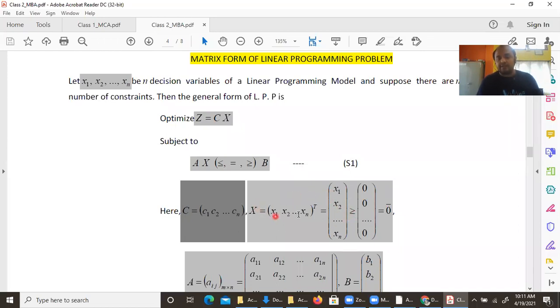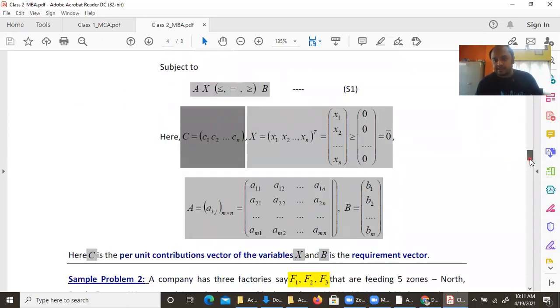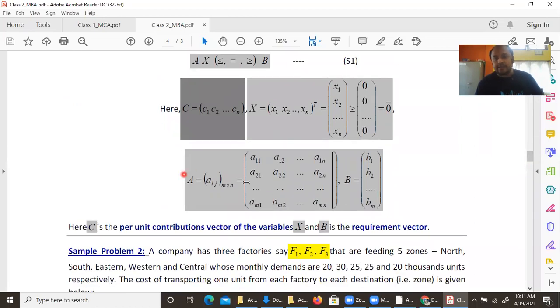Obviously, this variable capital X is greater than or equal to 0. Here 0 is the column vector. This column vector will be treated as the zero vector, and the entire thing can be written in the matrix form in the following way. So this is the matrix form of the linear programming model.